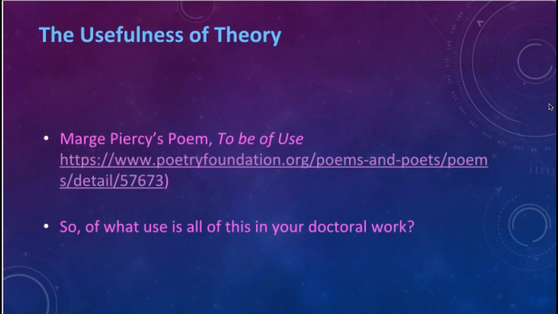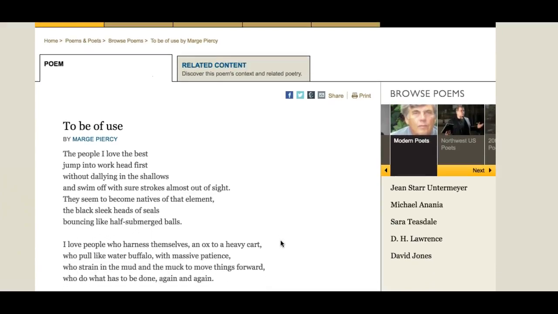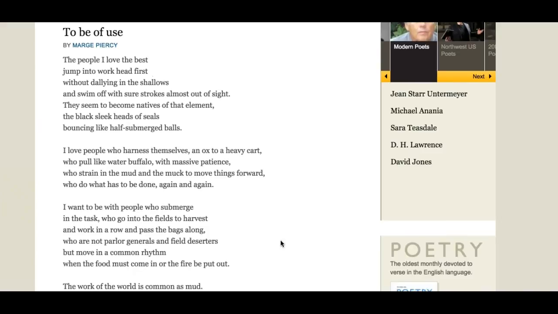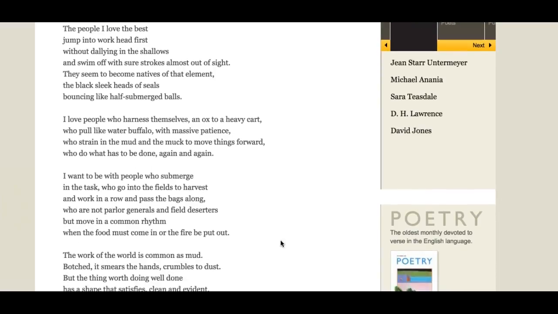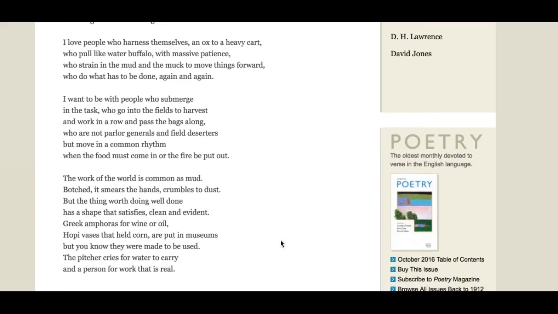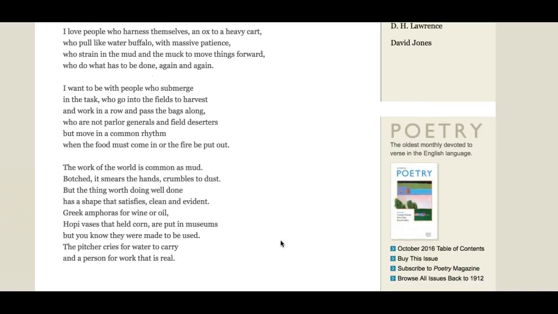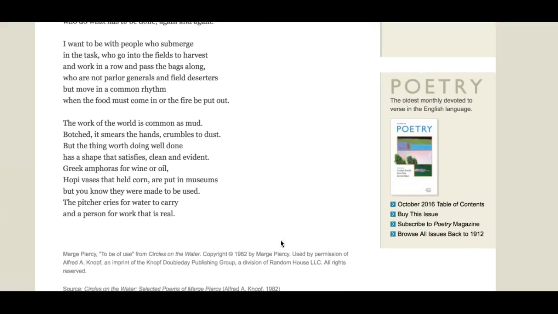All right, so I wanted to switch gears just a little bit and go back to this poem that we read of Marge Piercy at the beginning of the semester. Here's Marge Piercy's poem again. The people I love the best jump into work head first, without dallying in the shadows, and swim off with sure strokes almost out of sight. They seem to become natives of that element, the black sleek heads of seals, bouncing like half-submerged balls. I love people who harness themselves, an ox to a heavy cart, who pull like water buffalo with massive patience, who strain in the mud and the muck to move things forward, who do what has to be done again and again. I want to be with people who submerge in the task, who go into the fields to harvest and work in a row and pass the bags along, who are not parlor generals and field deserters, but move in a common rhythm when the food must come in or the fire be put out.